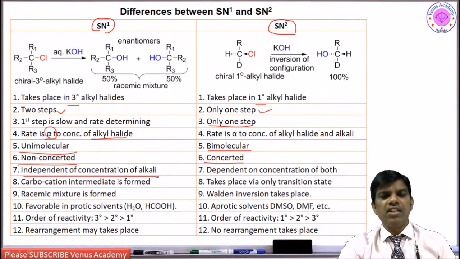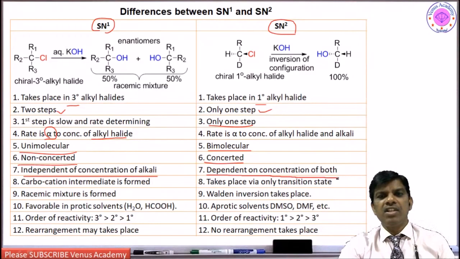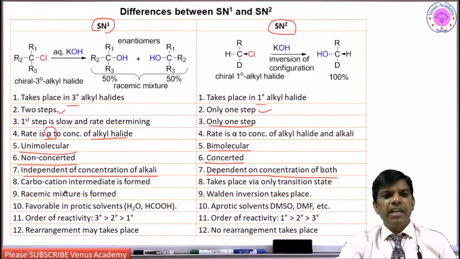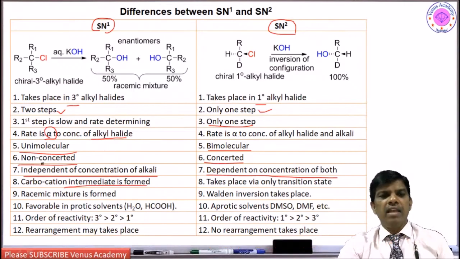SN1 is independent of the concentration of alkali. These are all important, students, that is why I am reading all the points. SN2 depends on the concentration of both. In SN1 a carbocation intermediate is formed, a tertiary carbocation. SN2 takes place via only a transition state, and you will not find any carbocation. A racemic mixture is formed in SN1, whereas Walden inversion is observed in SN2 reactions.